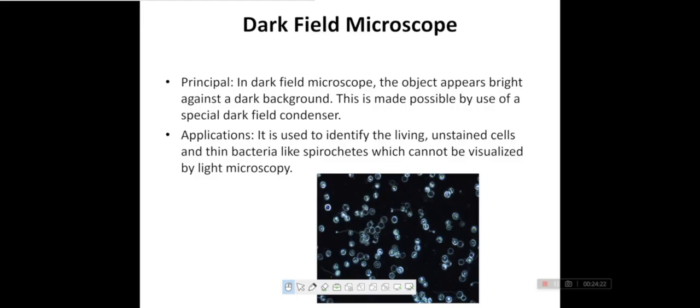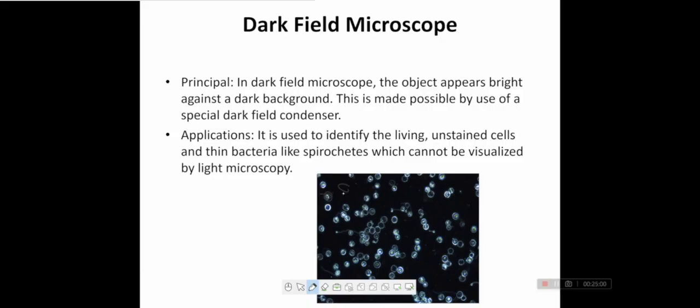Dark field means the object appears bright in a dark background. See here, the background is dark, right? In a dark background, the sample, or object, will be bright. So that's why the name is dark field microscopy. From the name it's clear. So remember this: in dark field microscopy, the background will be dark and the object will be bright.